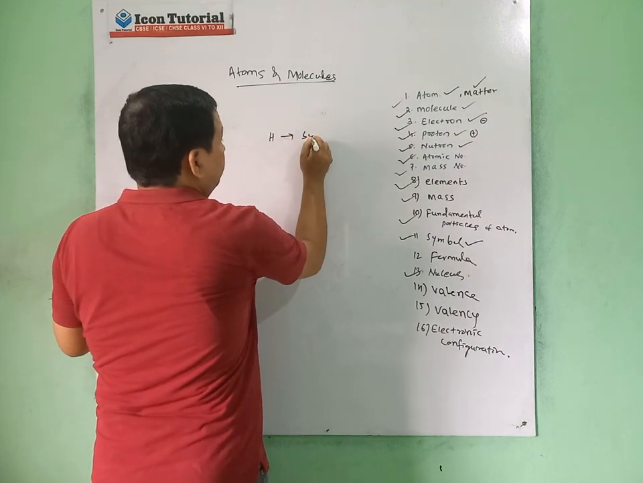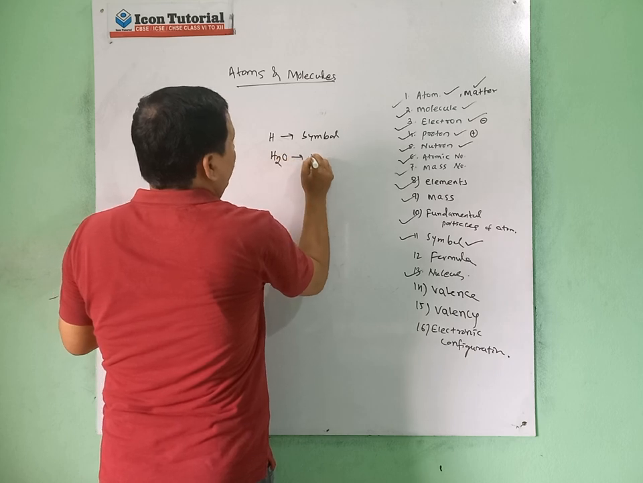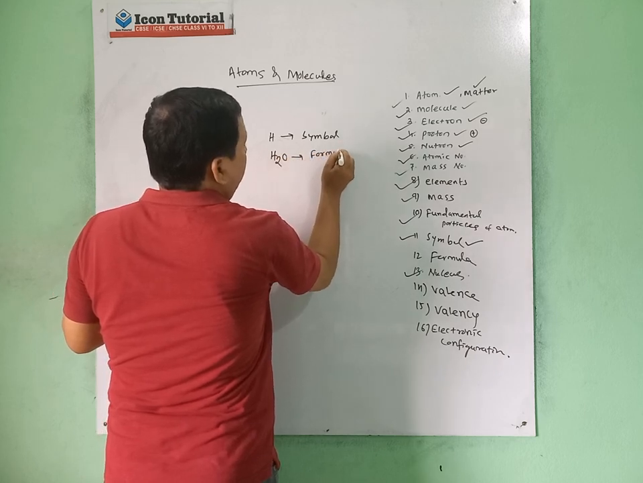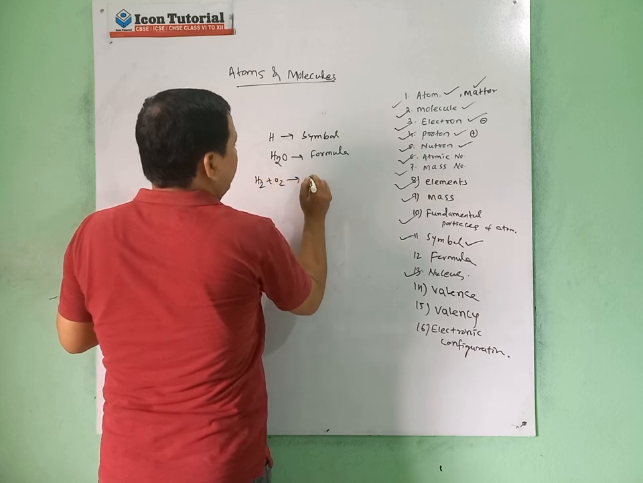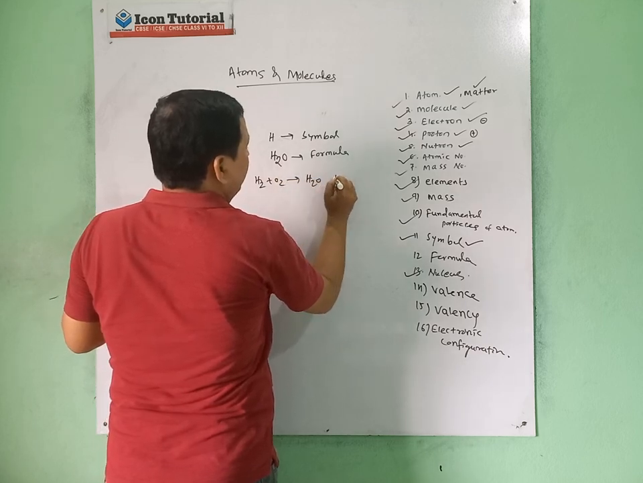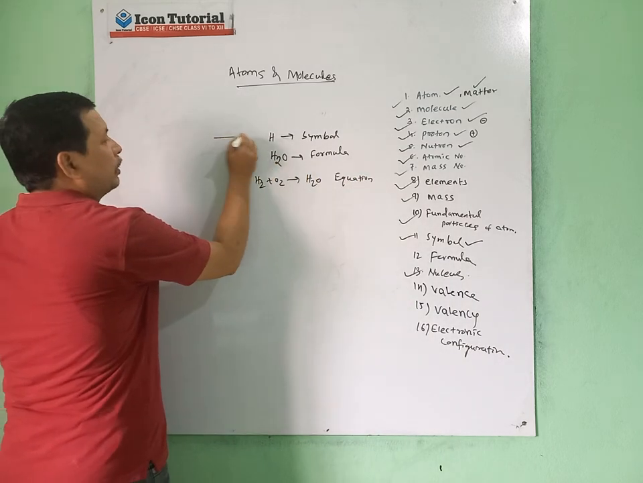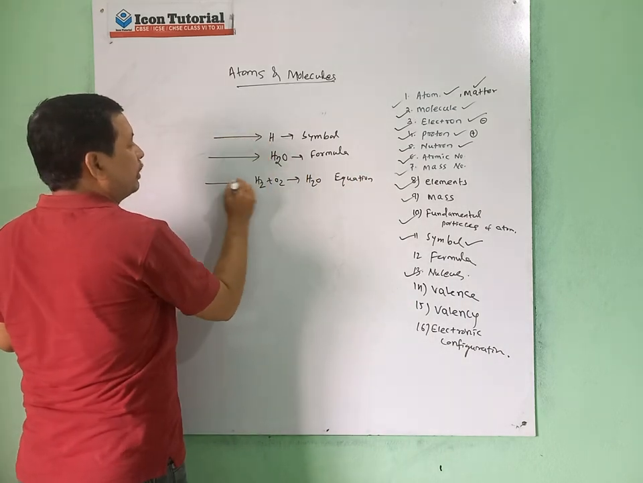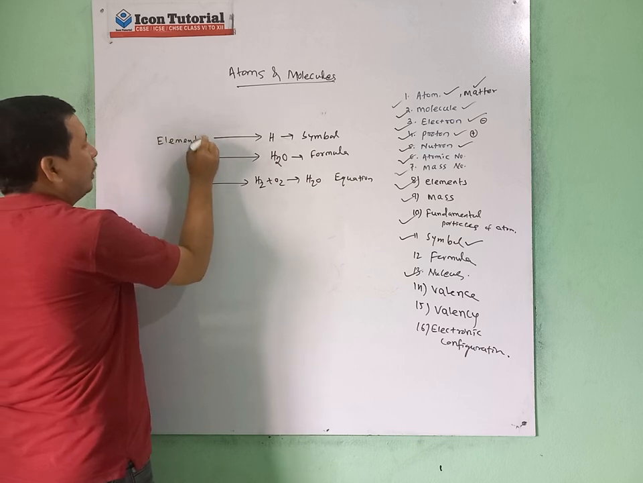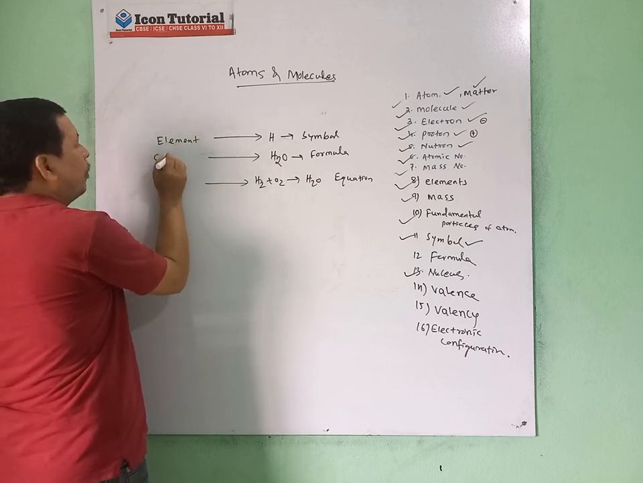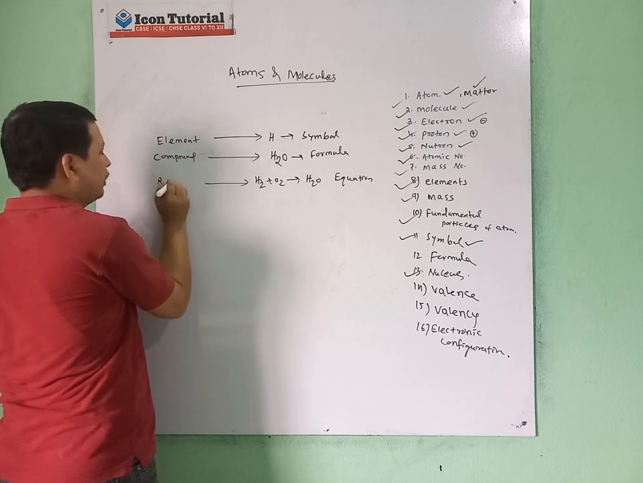Then formula. H is the symbol. H2O is the formula. H2 plus O2 gives H2O, that is the equation. Clear? So this is your element, this is your compound, this is your reaction.